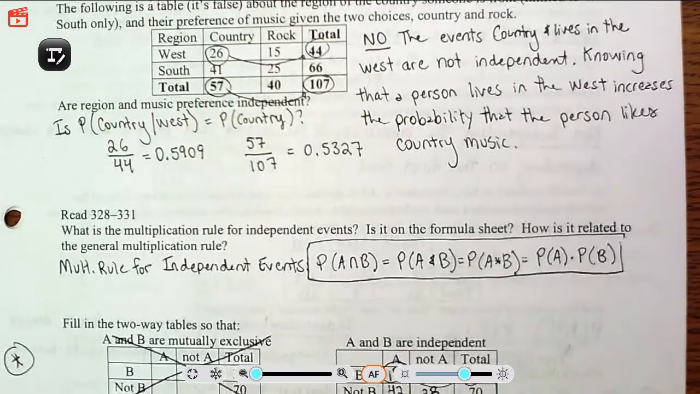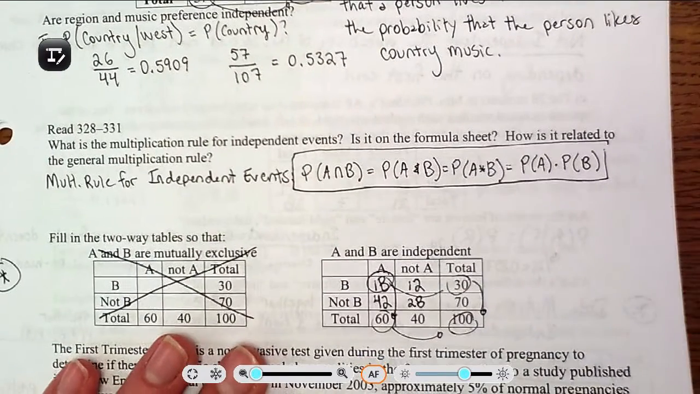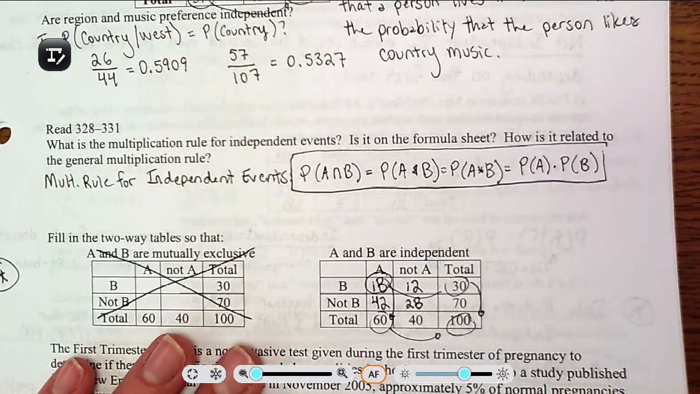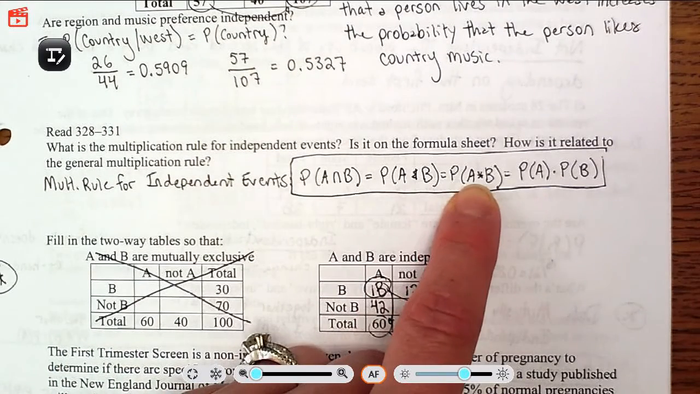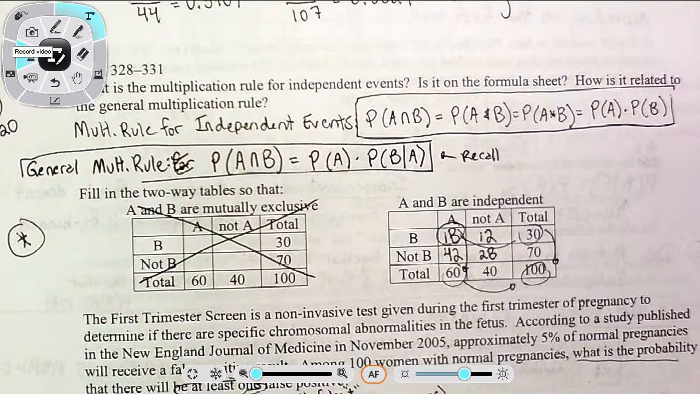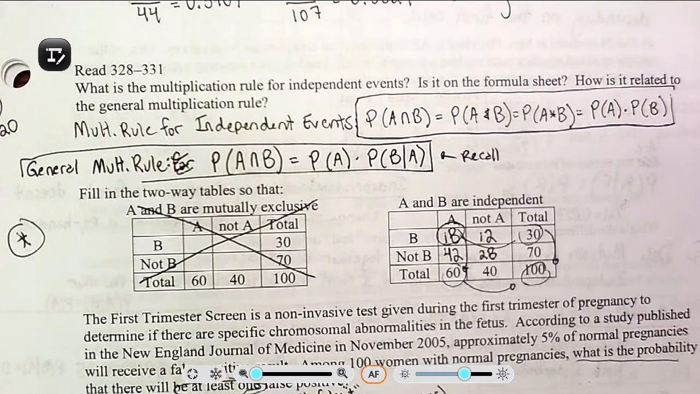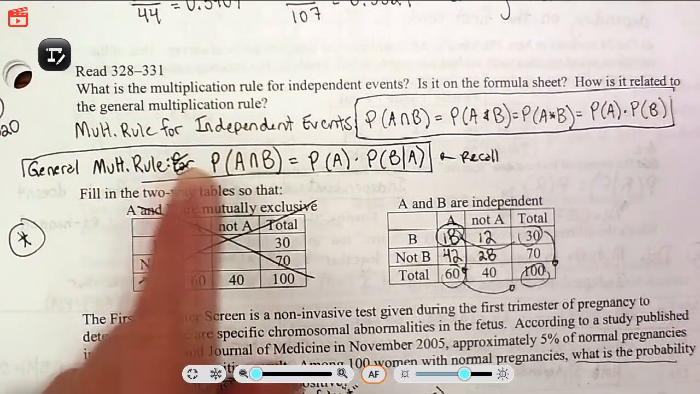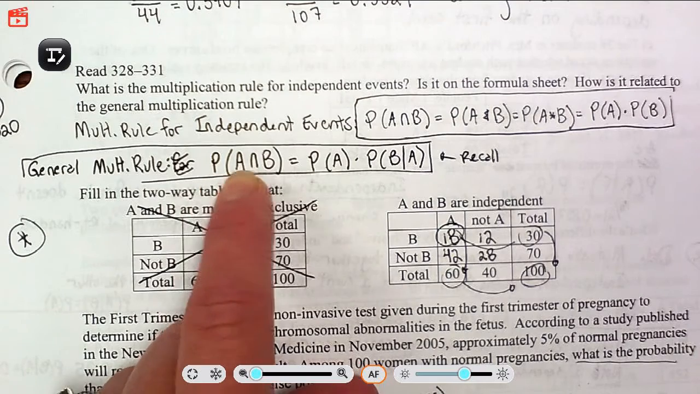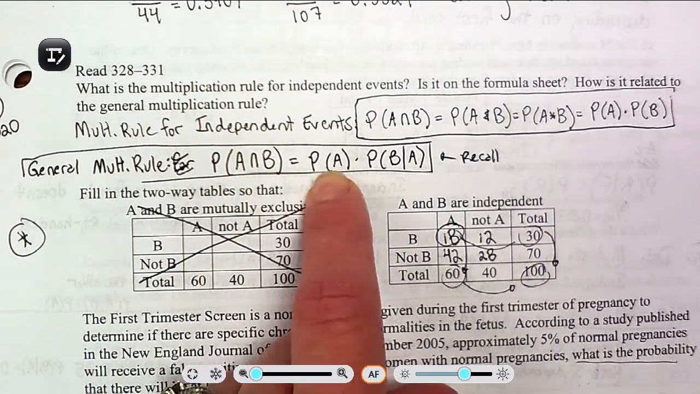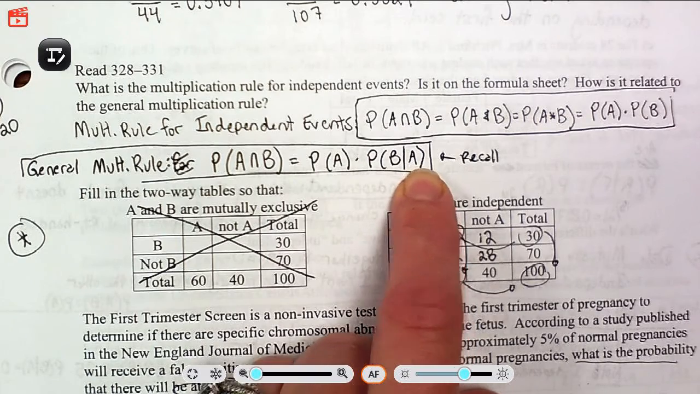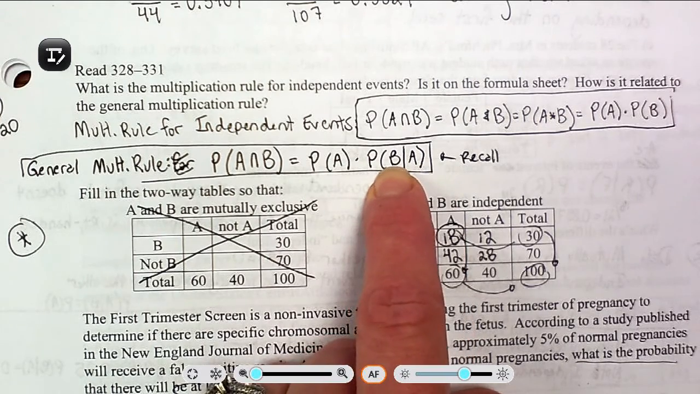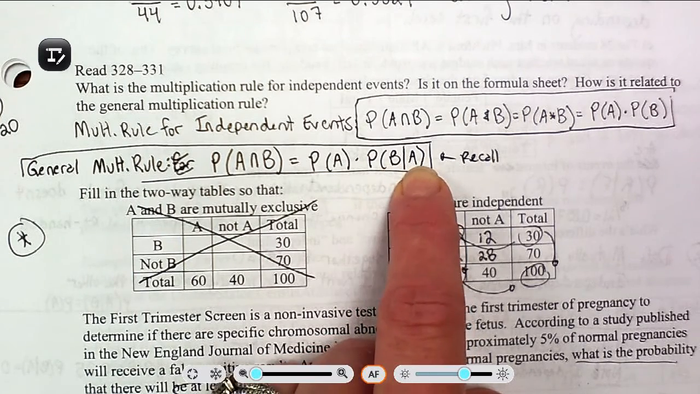What is the multiplication rule for independent events, and is it on the formula sheet, and how is it related to the general multiplication rule? The multiplication rule for independent events is just a little bit shorter. It's the probability of A times B, and that's it. And remember from page 12 that the general multiplication rule is the probability of A and B happening. That's the probability of A times the probability of B given A. So we want to make sure that when we use the probability of B, it's the conditional probability that B happened given A happened.